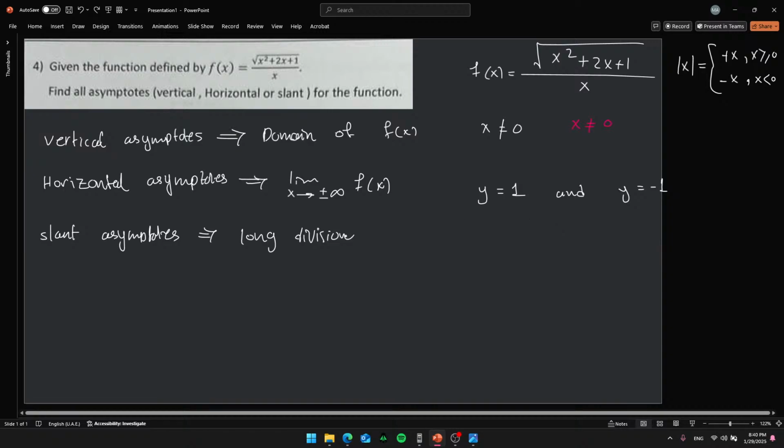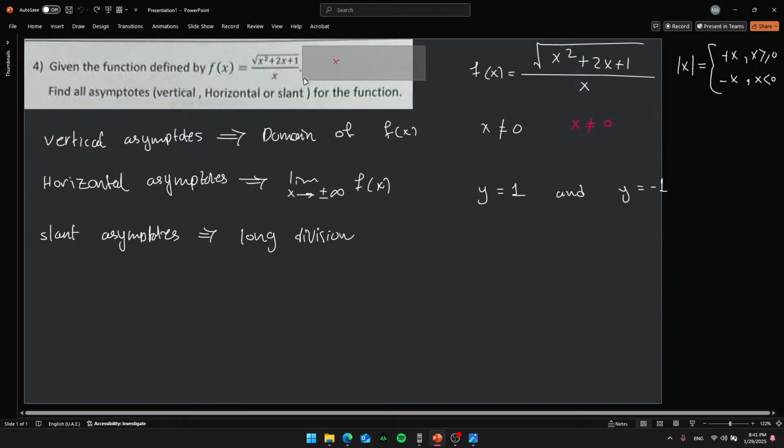Slant asymptotes, well, I don't see a slant asymptote because the power of the numerator is the same as the power of the denominator. If you took x squared as a common factor under the square root, the square root of x squared is absolute value of x. When you simplify this, you'll get either negative x or x, and it's the same power as the denominator. So there is no slant asymptote. In fact, there are only horizontal and vertical asymptotes.